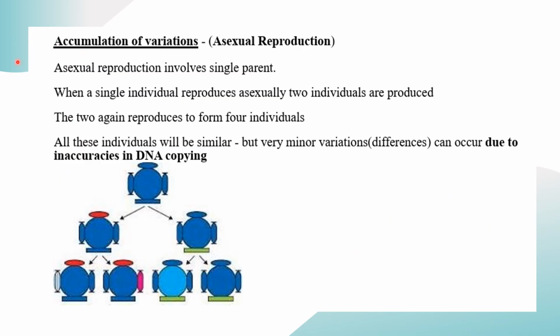Here, accumulation of variations in asexual reproduction. As discussed earlier, only one single parent is involved, and the single individual reproduces asexually to give two individuals. Next, these two reproduce other two to form four individuals. All these individuals will be similar, but minor variation, that is the difference, occurs due to inaccuracies in DNA copying.